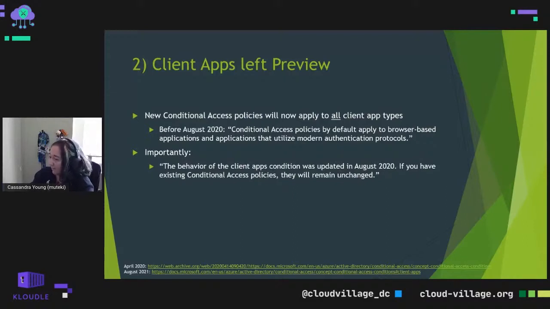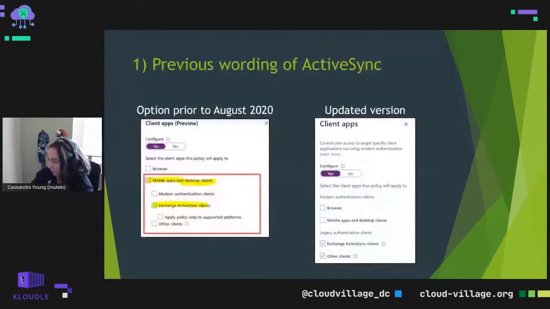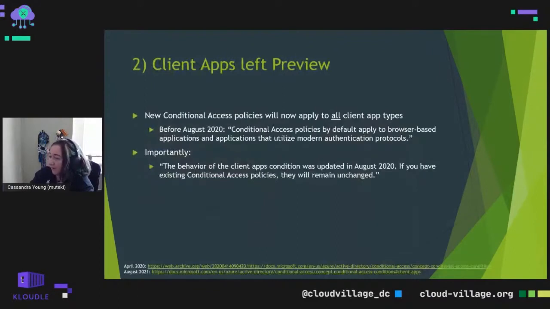And the behavior of the client apps condition was also updated in 2020. Previously, it wouldn't implicitly block anything or apply to all those four options on the right-hand side. As of after 2020, it checks all of them by default. So if a configuration was done after August 2020 with similar steps, everything would be checked off by default, and this hole would not exist because of that.